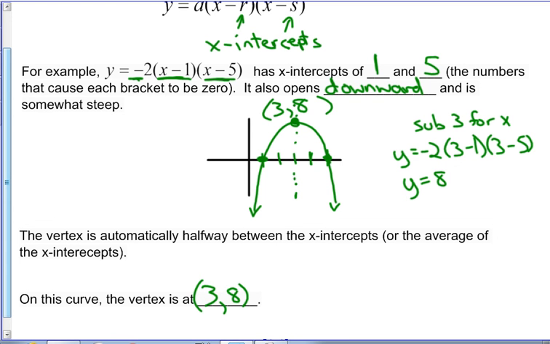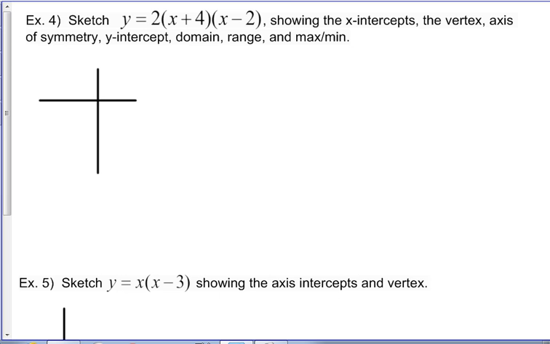For those curves that do have x-intercepts, especially integer or rational ones, this can be a pretty quick way to sketch the curve. So we'll just go through kind of quickly here. If I have x plus 4, x minus 2, all by 2, we're going to show the x-intercepts, the vertex, the axis of symmetry, the y-intercept, the domain, the range, the max-min. We're going to do the whole shebang here. So what numbers make the brackets 0? Negative 4 and positive 2. Those are our x-intercepts.